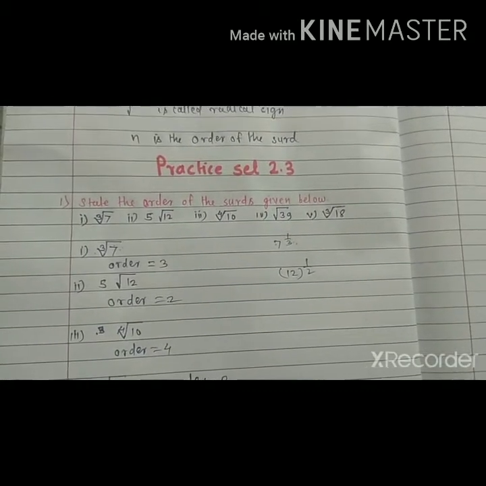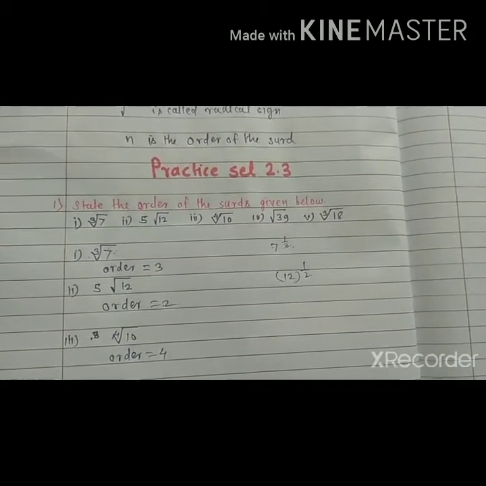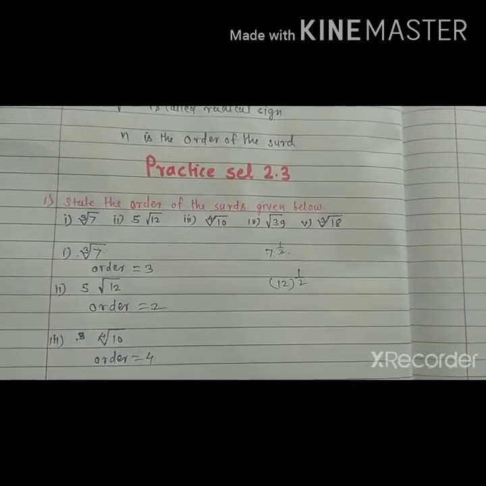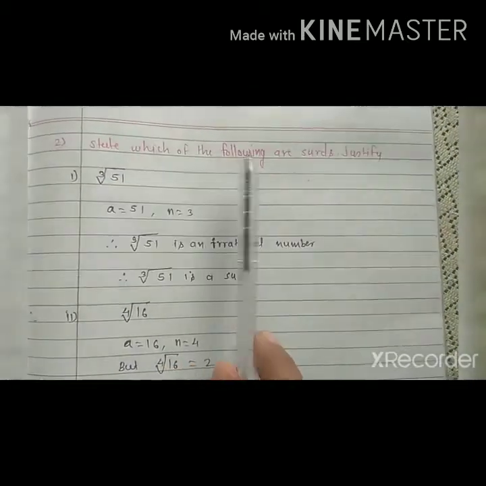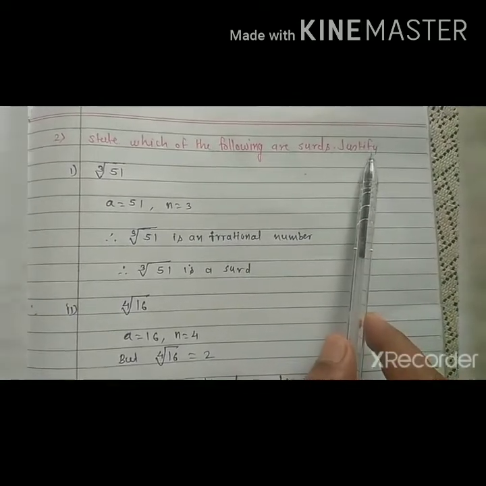So, understood, the order of the surd. Next, question number 2: state which of the following are surds, or justify.